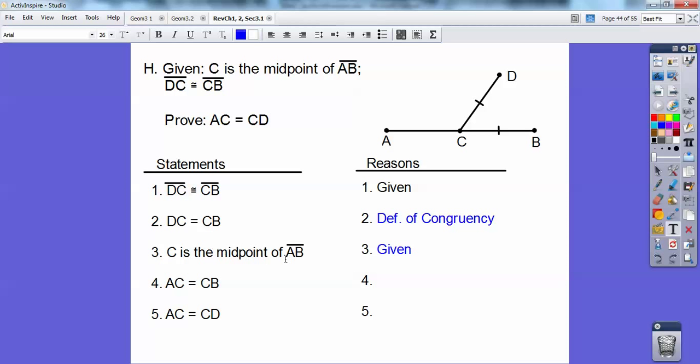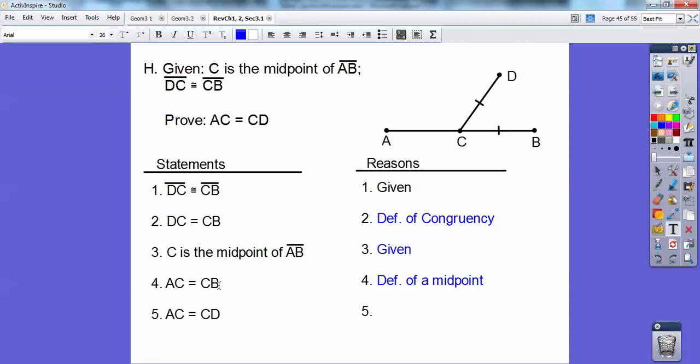And then C is the midpoint, so now I'm going to use the definition of a midpoint. Since that's the midpoint, then AC is going to equal CB, definition of a midpoint, and that's what this says right here, AC equals CB. Okay, now check it out, you guys. Right here I have DC equals CB. Here I have CB equals AC.